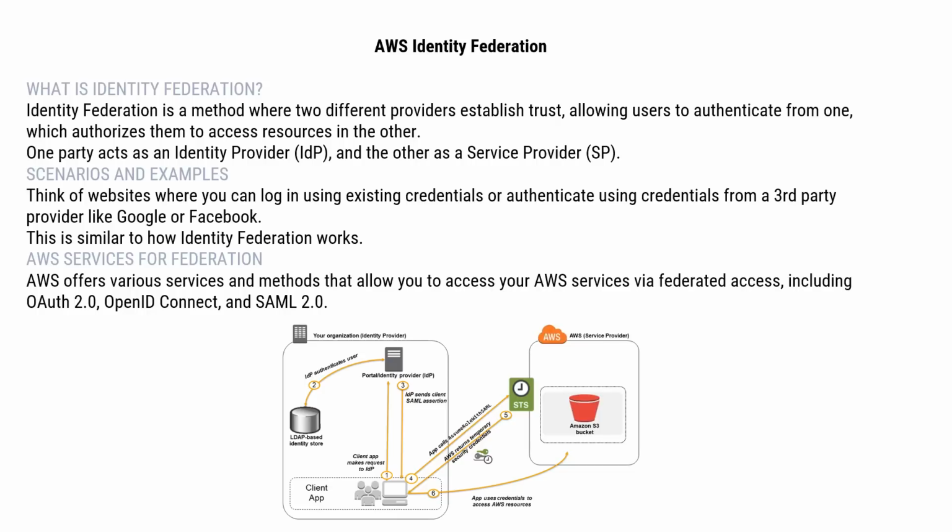AWS offers various services and methods that allow you to access your AWS services via federated access, including OAuth 2.0, OpenID Connect, and SAML 2.0. In summary, AWS Identity Federation provides a flexible and scalable way to manage access control systems. Services like AWS Single Sign-On, AWS IAM, and Amazon Cognito play a crucial role in implementing federated access.